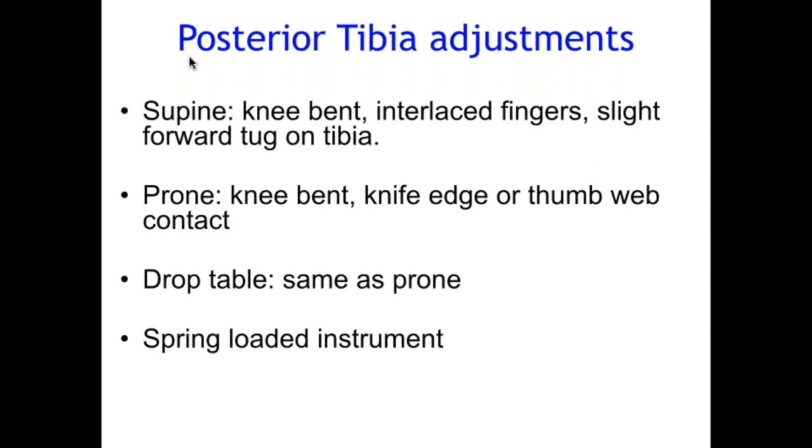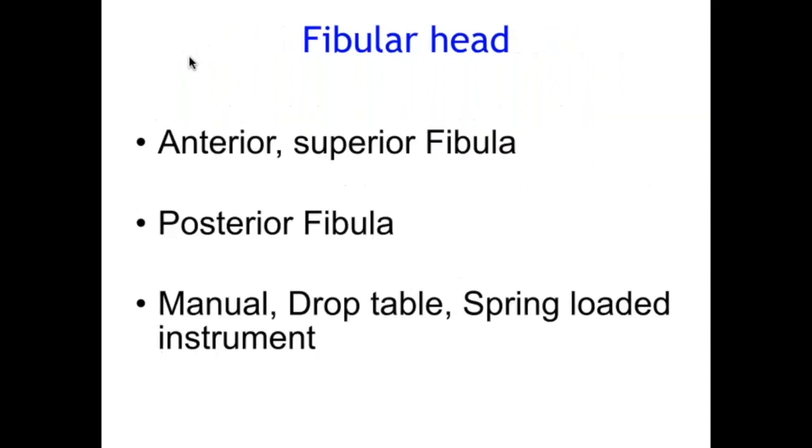All right, so you can either adjust the posterior tibia when they are supine and their knees are bent, almost like you're doing an anterior drawer test on the knee, or when they're prone, you can do a bent knee with a knife edge contact or a thumb web and get that tibia to try to move forward, all right? We're always able to use the drop table and always able to use the spring-loaded instrument, all right?